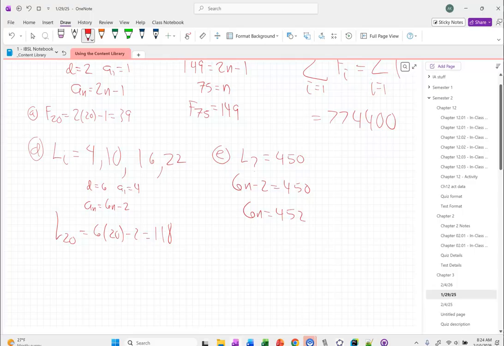6 is divisible by 2 and 3, right? Is this divisible by 2? Absolutely, because it's an even number. Is it divisible by 3? No, why not? Because the sum of the digits, 4, 5, and 2, that's 11. 11 is not divisible by 3, so 452 will not be divisible by 3. So we'd say no, because n equals 452 over 6 is not a natural number.